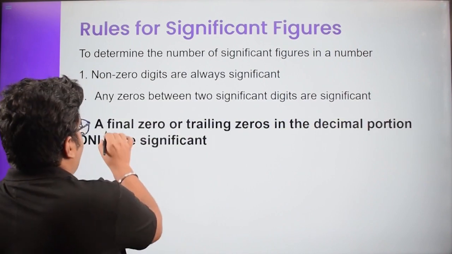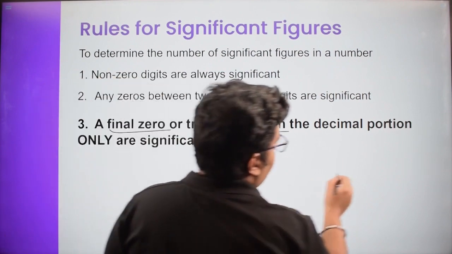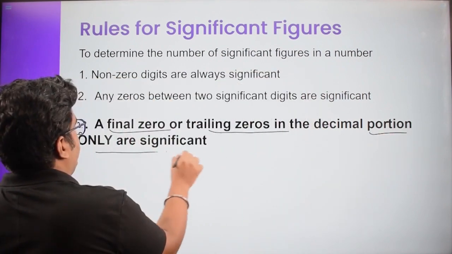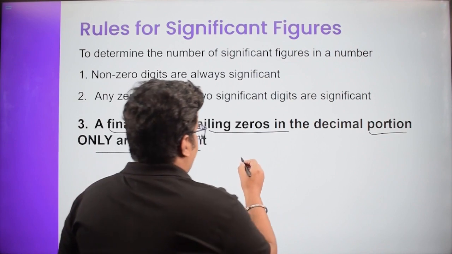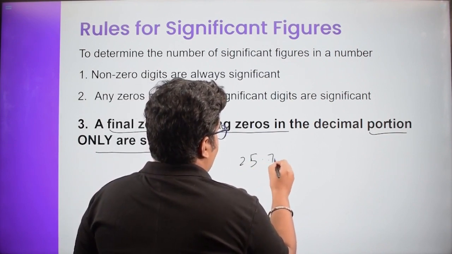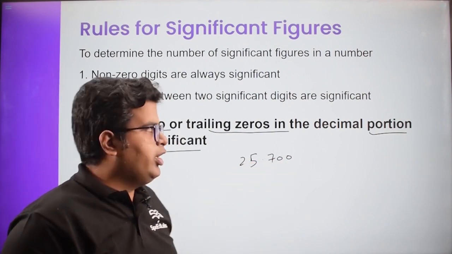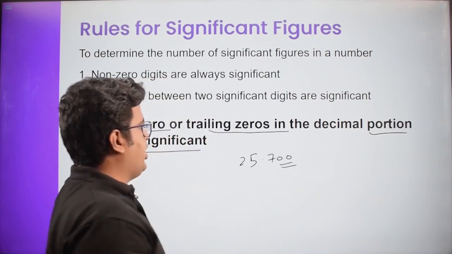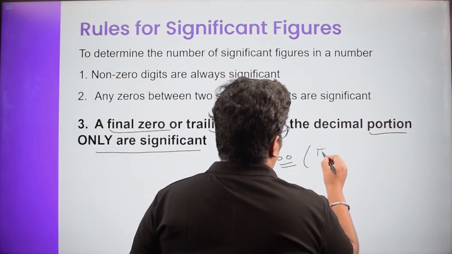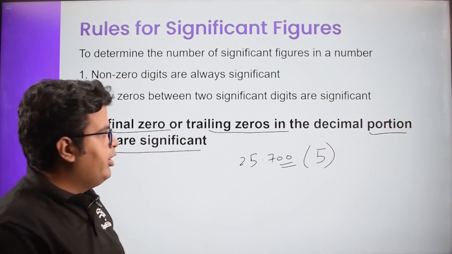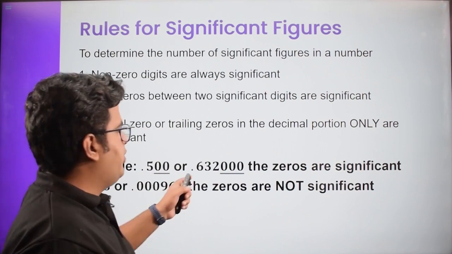Then we have rule number 3: a final zero or a trailing zero in the decimal portion only is significant. That is, if we have final zeros or trailing zeros in the decimal portion, let's say 25.700. These zeros are in which portion? Decimal portion, right? So these are trailing zeros also. Why trailing? Because they are at the end. So they are counted as significant. If I ask you the significant figures of this, it is going to be 5. I hope it is clear. Now we have the examples of this, that is 0.500 or 0.632000.